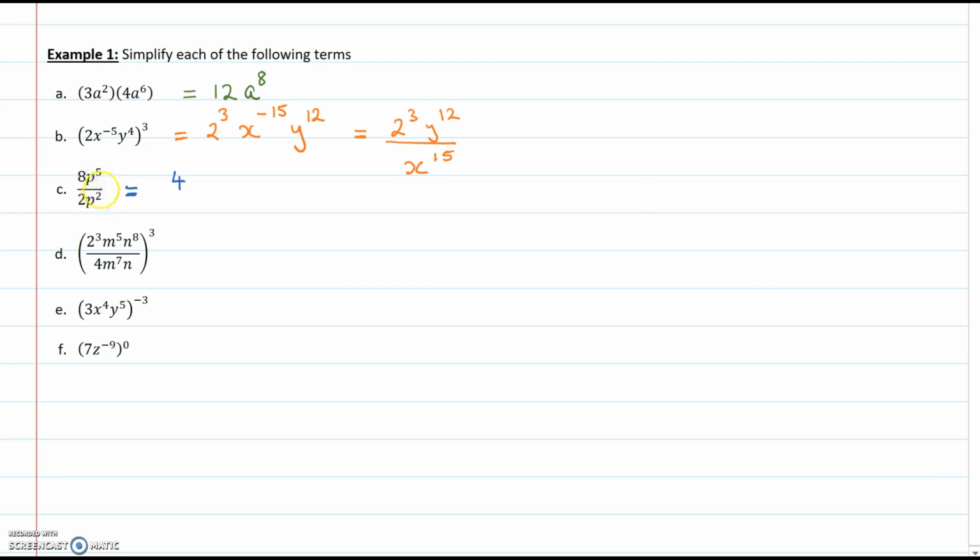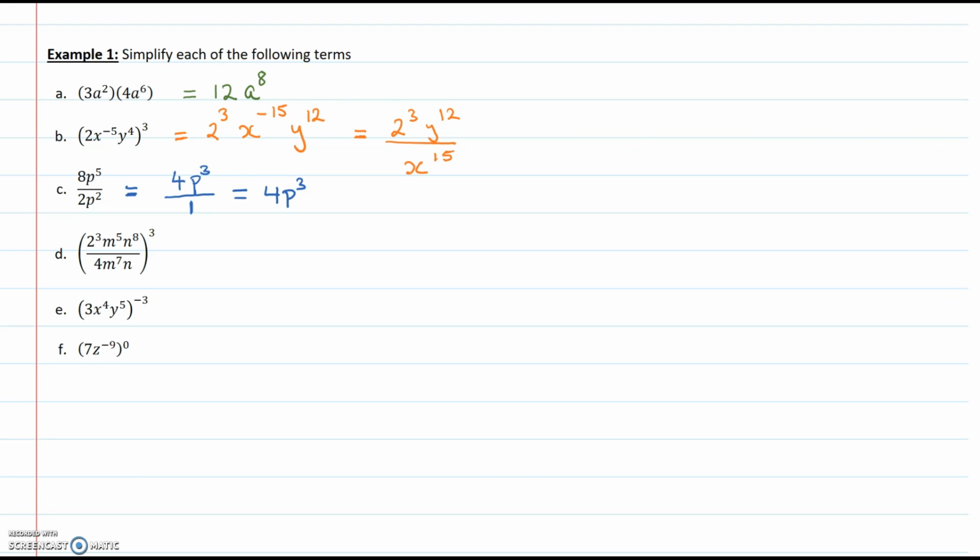P to the 5 divided by p squared. What we do in this situation here is we're going to subtract the powers. Okay, so it's p to the 5, p to the 2. If we subtract the powers, we get p to the 3. And put it on the level, up or down, that had the higher power. Okay, so p to the 5 was a higher power than p to the 2nd. So we're going to put our answer, p to the 3rd, on top. Okay, so it's going to be 4p to the 3 over 1, and that is just 4p cubed. Okay, so 4p cubed over 1 is just 4p cubed.